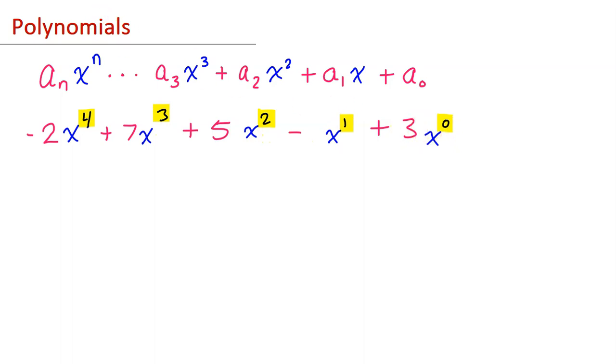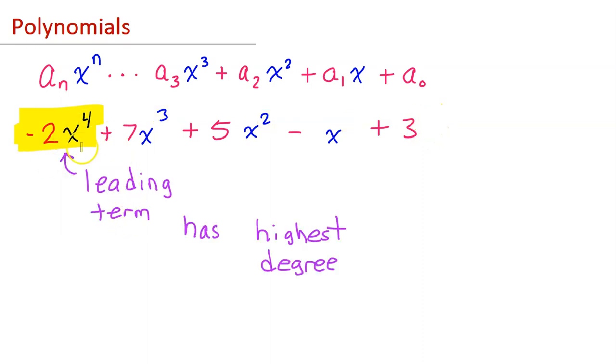The last term, where I have written in the x to the 0 power, but I could erase it again without changing the polynomial, but we would understand that this constant term has degree 0, because it's like 3 times x to the 0 power. The leading term is the term that has the highest degree. So -2x to the 4th power is the leading term of this polynomial.